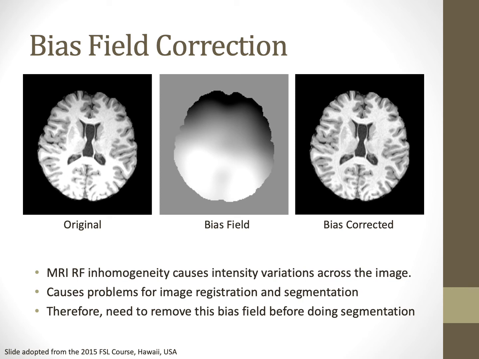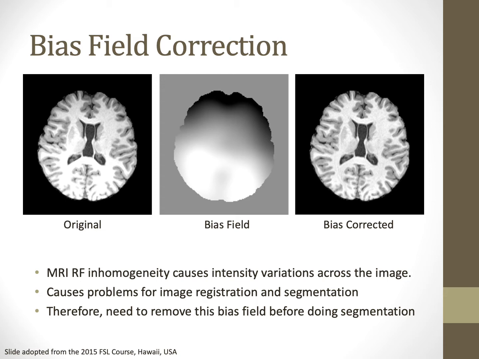The bias field signal is a smooth, low-frequency signal that can cause image intensity variations in an MRI image, as seen in the original MRI image on the left. This bias field, seen in the center, can be caused by RF inhomogeneities and cause problems for image processing algorithms such as skull stripping, registration, and segmentation, resulting in unsatisfactory results.